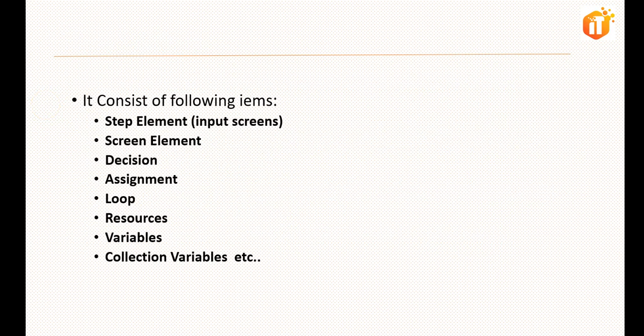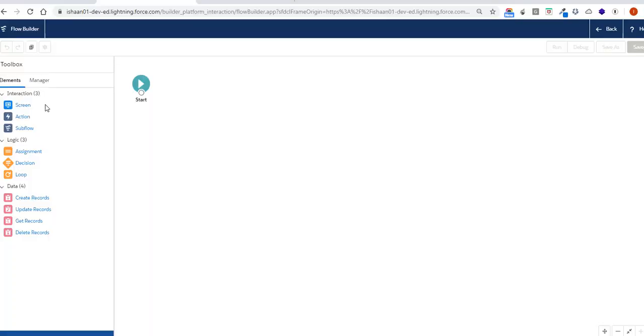It consists of step elements, the input screens. It consists of the screen elements. It consists of the decision boxes. It consists of assignment rules, assignment screen. It consists of a loop. It consists of resources, variables you can create. Resources are the variables that have been created, okay? And other variables you have, and the collection variables, like a list you want to store in. Then you can also do so with the help of visual workflows. These are some of the things that we have. I'll show you guys one by one what all things we have.